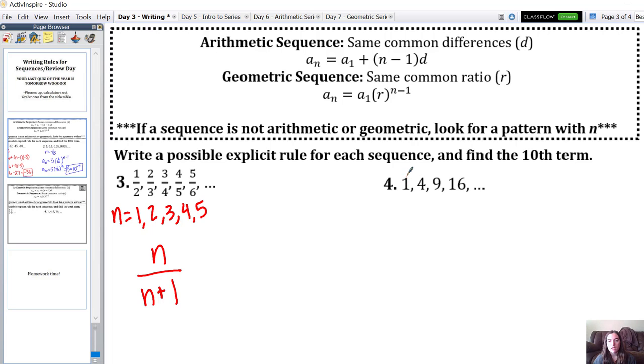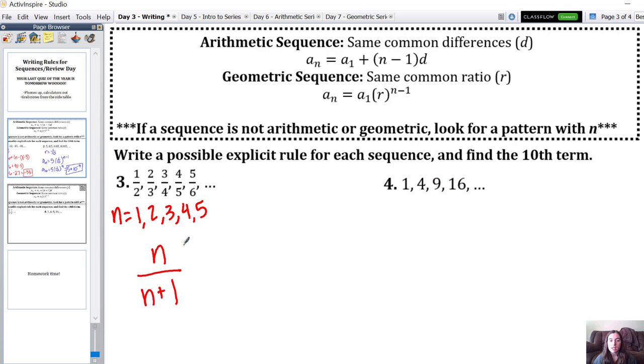In number 4, to get from 1 to 4, I would add 3, but to get from 4 to 9, I would add 5, so it's not arithmetic. If we were multiplying, to get from 1 to 4, I'd multiply times 4, but 4 times 4 is not 9, so that 9 is in the way. I see the 16, but it has to be directly after the 9.